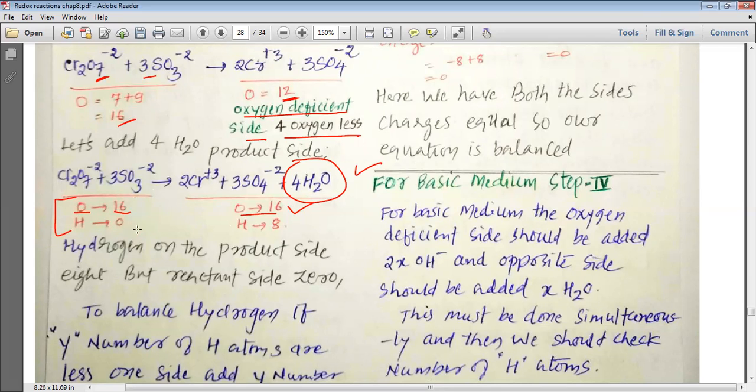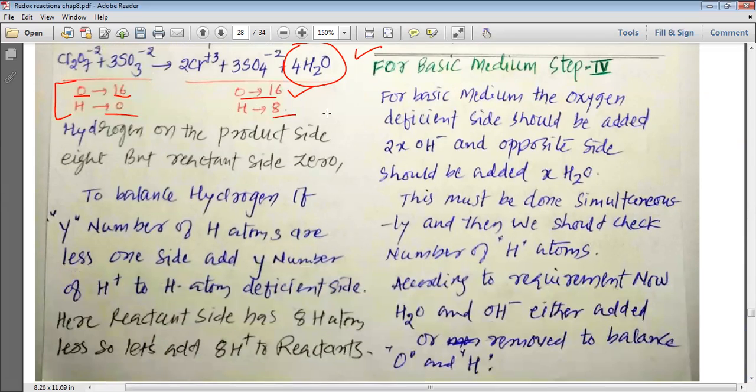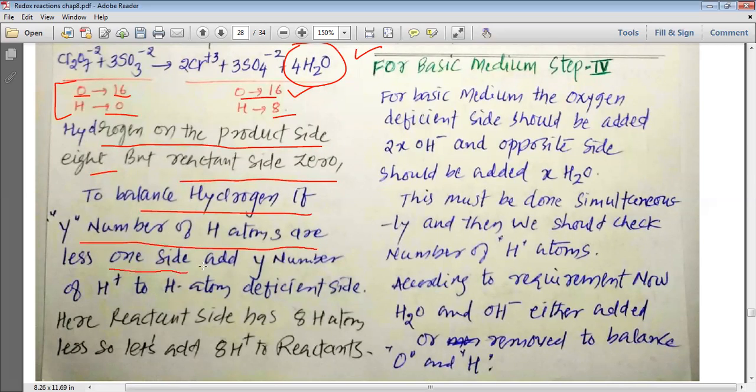But when we look at the hydrogen, on the left side we have 0 hydrogen, but on the right side now we have 4 times 2, 8 hydrogen. To balance this equation, let us add H+ to the deficient side. So hydrogen on the product side is 8 but on the reactant side is 0. To balance the hydrogen, if Y number of hydrogen atoms are less on one side, add Y number of H+ to the H atom deficient side. So here the left side is H atom deficient, and that is why the same number of H atoms which are deficient on the left side, we need to add.